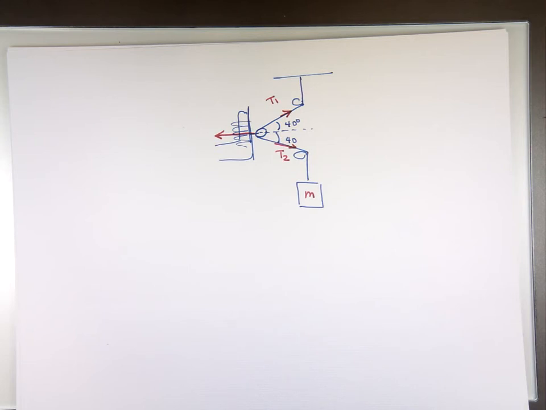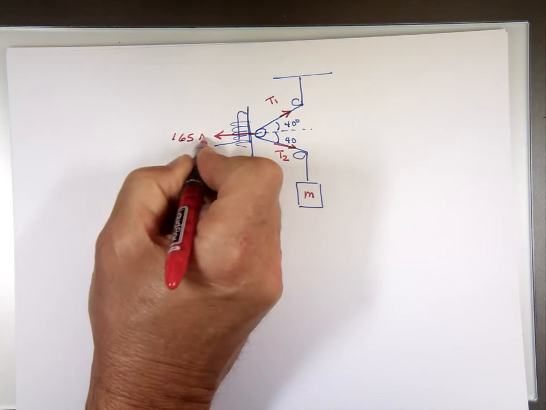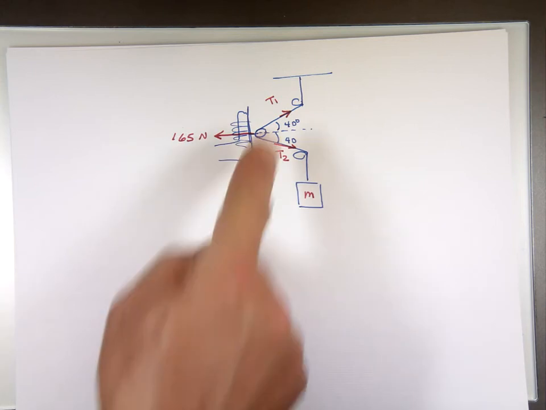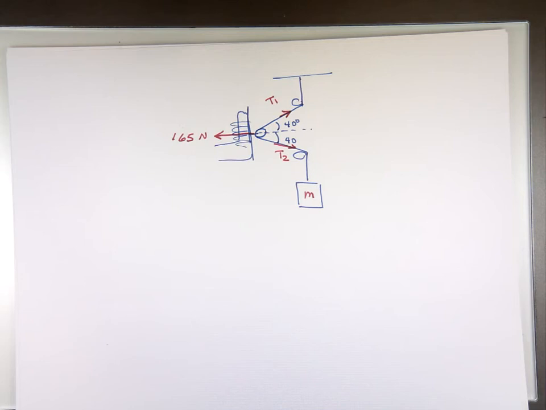And to give you some numbers, let's assume this person was pulling with the force of 165 Newton in this direction. That's the force. The question is, what's the tension in the cable and how much mass I need to attach here? That's your job. You're the physician assistant. You have to figure out how much mass to attach there.